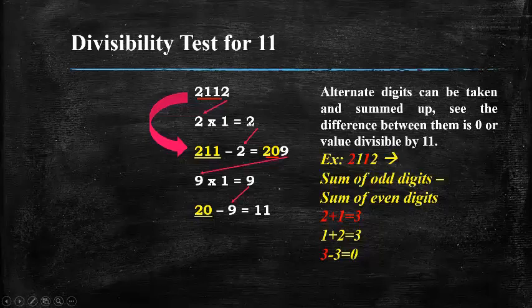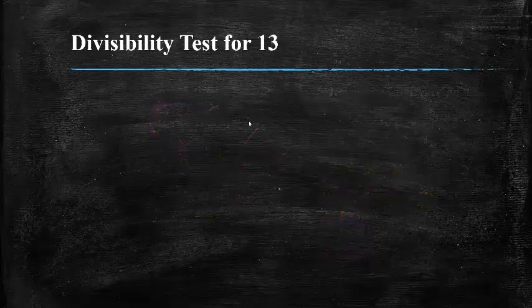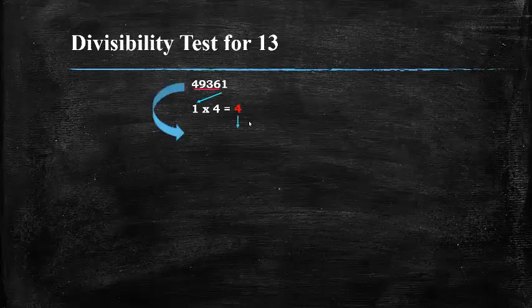Right, so next we are going to see the divisibility test for 13. Let's say for example I have a number 49361. I need to check whether this number is divisible by 13. Again my focus is on the unit digit and I'm going to multiply this unit digit by the value 4. So 1 into 4 gives me a value 4 and the remaining digits in the given number are 4936. So 4 will be added with 4936. 4936 plus 4 gives me a value that is 4940.